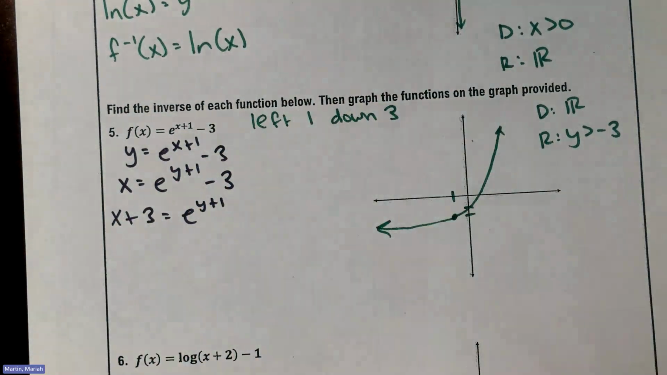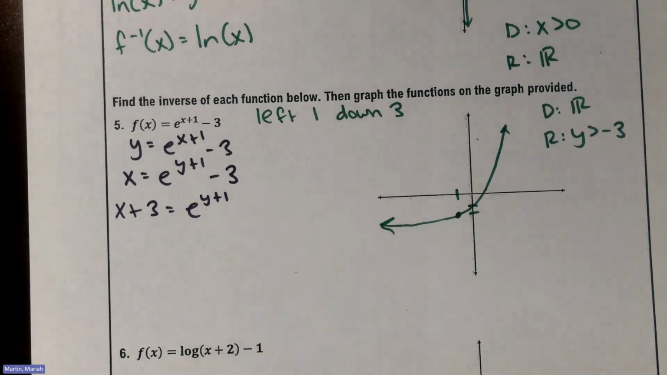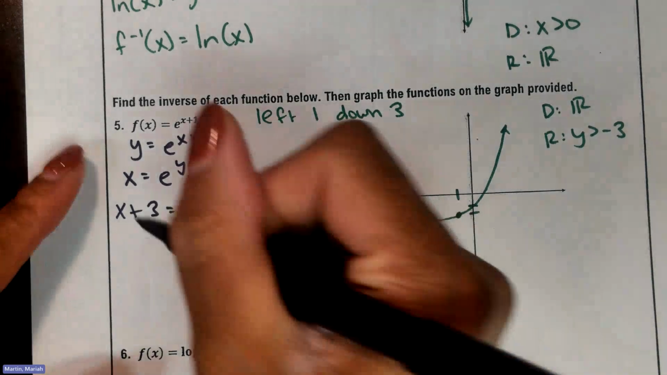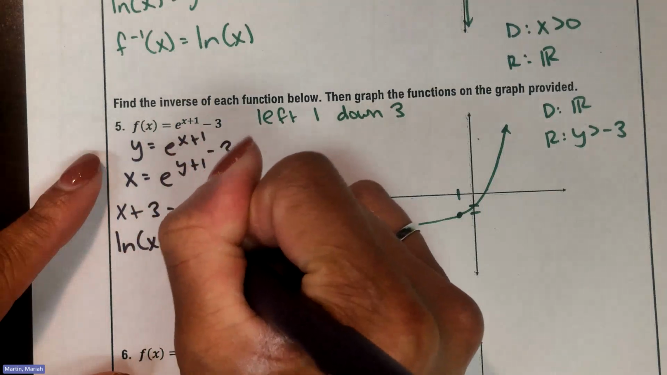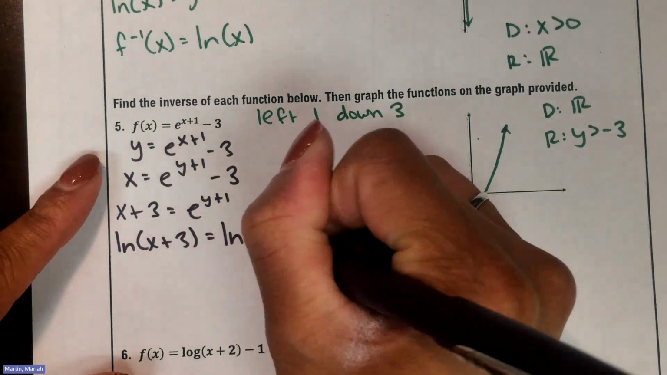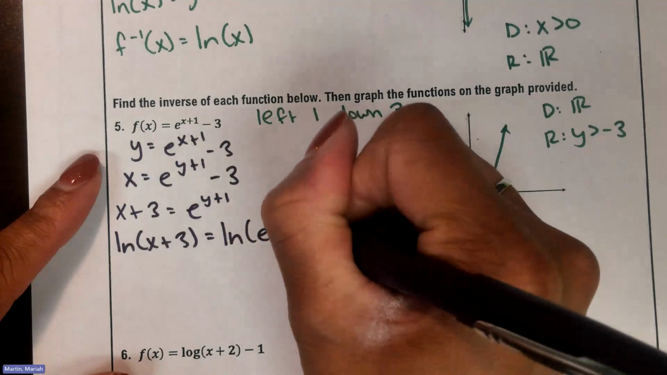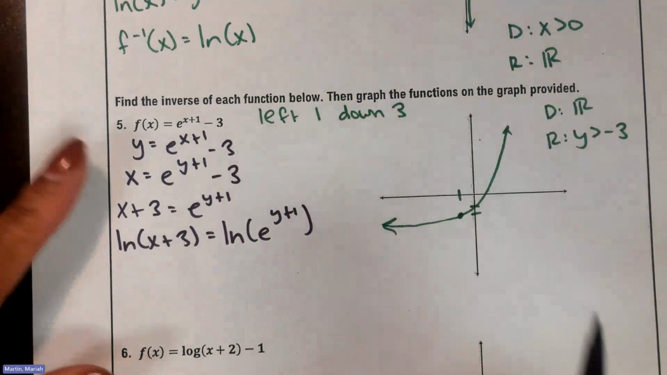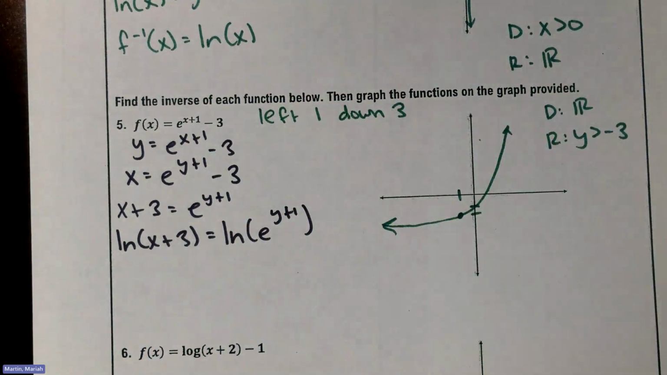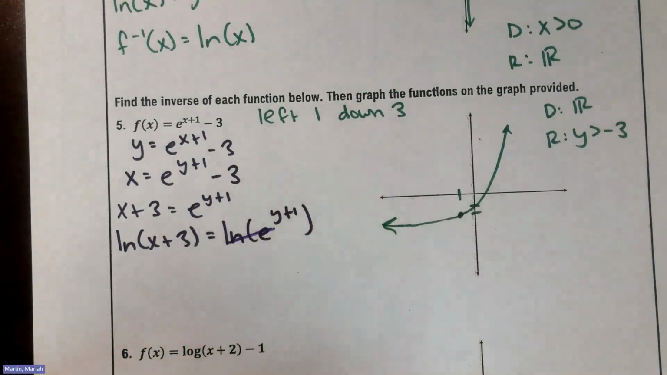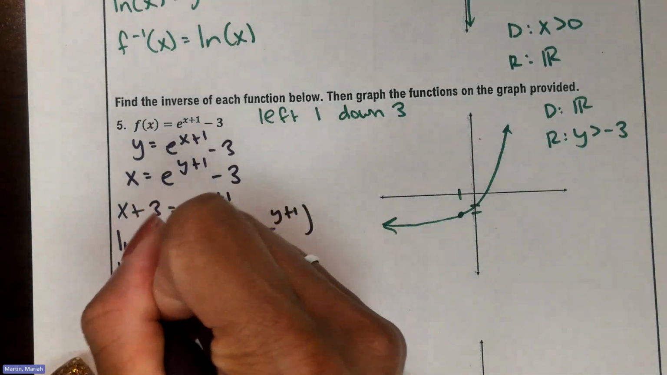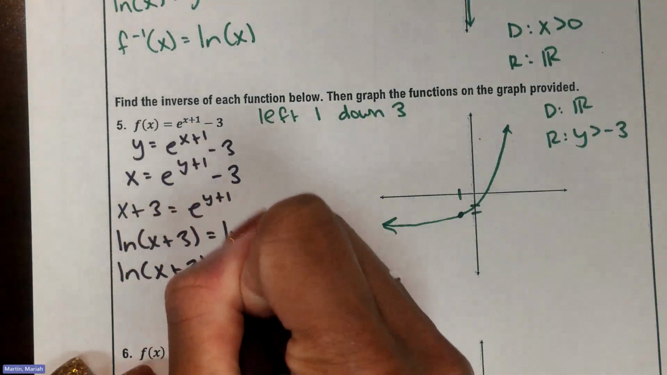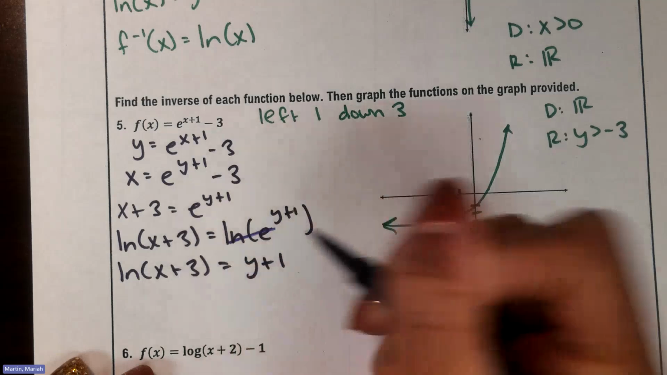And now we need to take the inverse of both sides. Now the inverse of e is natural log. So natural log of x plus 3 equals the natural log of e to the y plus 1. Now remember, what cancels out, or what's redundant, is ln e. So now I have the natural log of x plus 3 equals y plus 1.